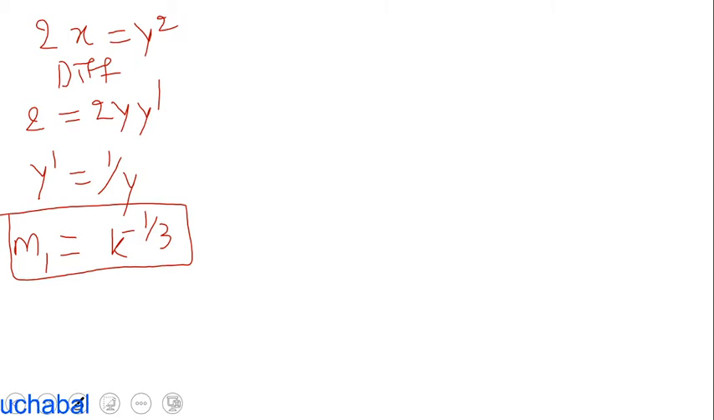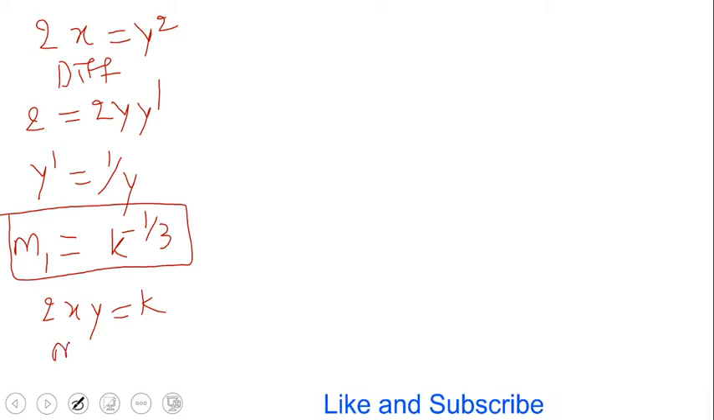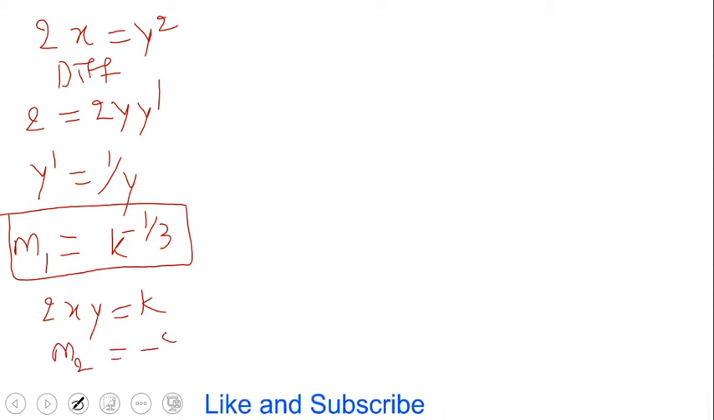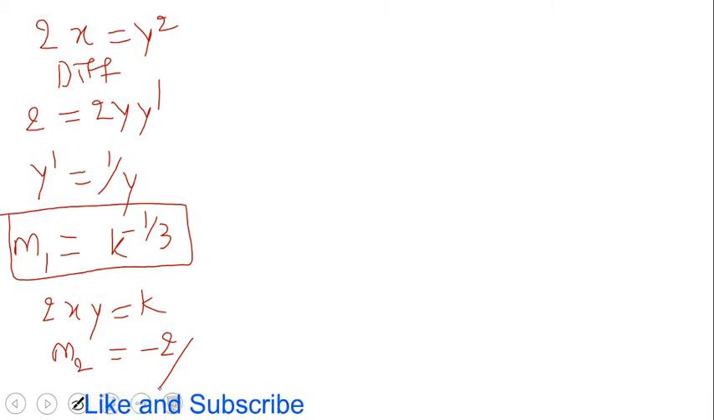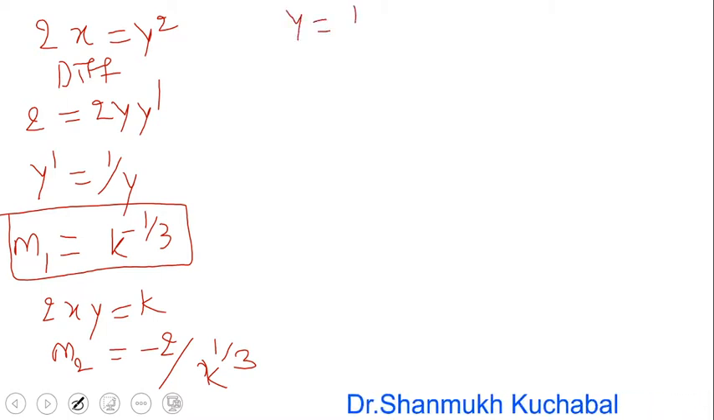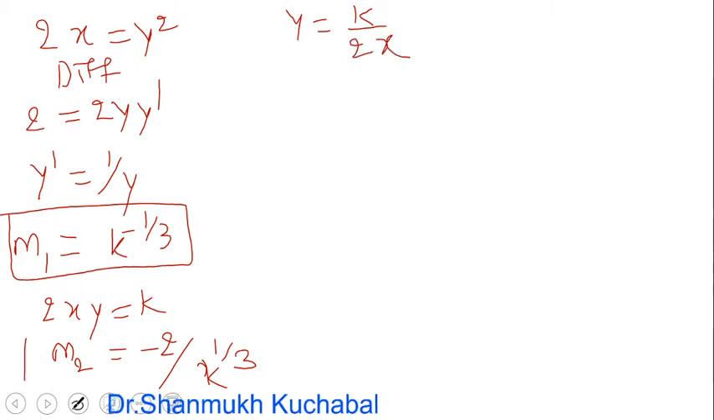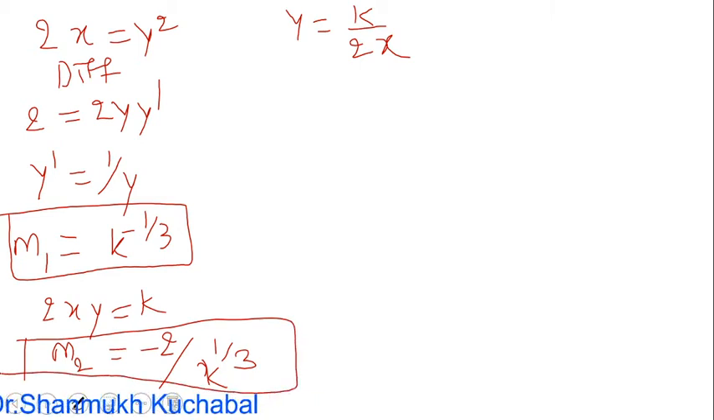Further, I take the second equation. Our second equation is 2xy equal to k. We will differentiate, we will get y2, and y2 I call m2 here. So we get minus 2 divided by k raised to 1 by 3. Actually I have taken y as k divided by 2x, I have differentiated and I got m2 as this value here. Okay, I think this is clear to you.